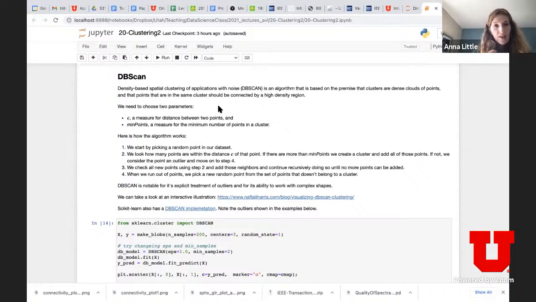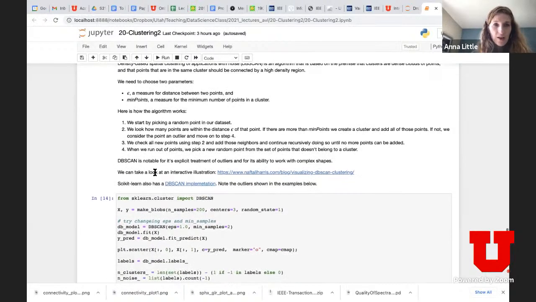And so to run it, you have to specify these two parameters. The first one is epsilon, a measure for distance between two points, and the second one is min points, a measure for the minimum number of points in a cluster. And we'll see exactly how these parameters come in.